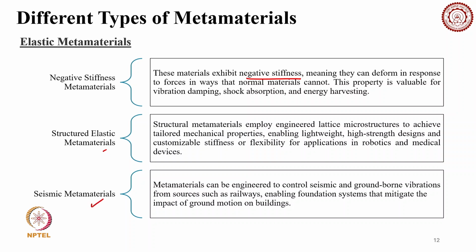And seismic metamaterial can be engineered to control seismic and ground-borne vibration. It can also be used for railway vibration control, enabling foundation systems, and mitigating impact. So in those cases, people are also able to use that.